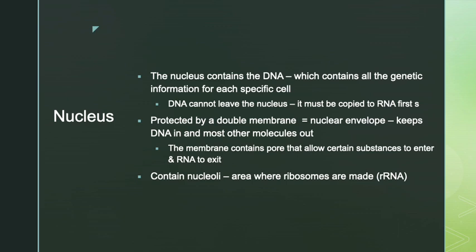That nucleus is protected by our double membrane called our nuclear envelope, which helps keep DNA in and almost everything else out. It does have some pores in that membrane, so RNA can enter and exit. Inside of the nucleus, we find the most darkly staining area. It's called the nucleoli or nucleolus, and this is where our ribosomes or that RNA are made.